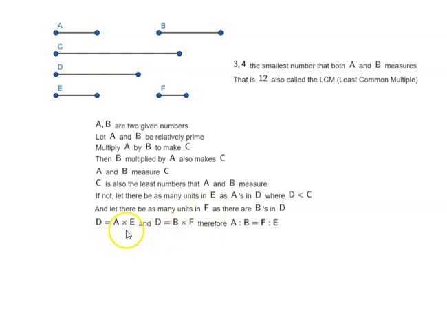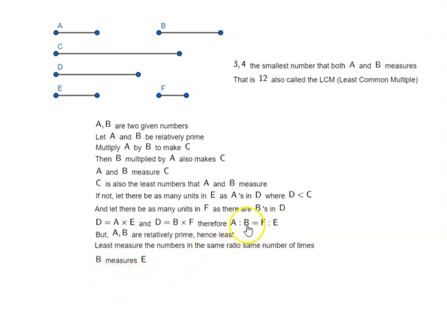Based on these two equalities, we can say A is to B as F is to E. But A and B are relatively prime, which means that they are the least numbers in the ratio. The least numbers measure the numbers in the same ratio the same number of times. So since A is to B is equal to F is to E, it means B measures E.